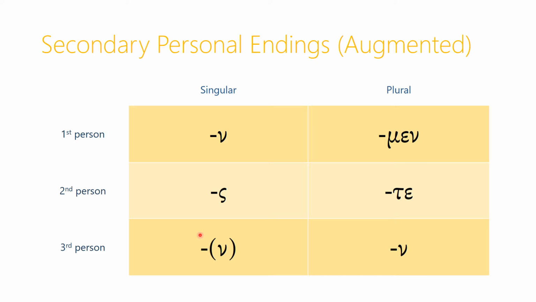Finally, in the third person singular, instead of the iota, we have really no ending, unless, for pronunciation's sake, we add a movable nu on the end of the form. But the ending itself is really a null ending.